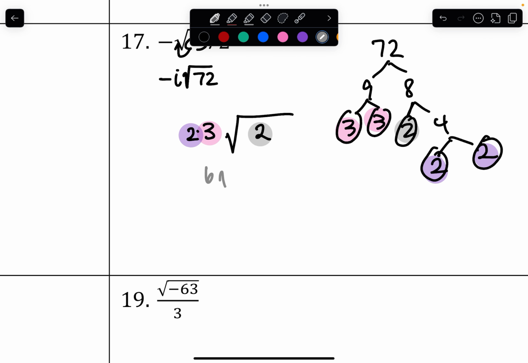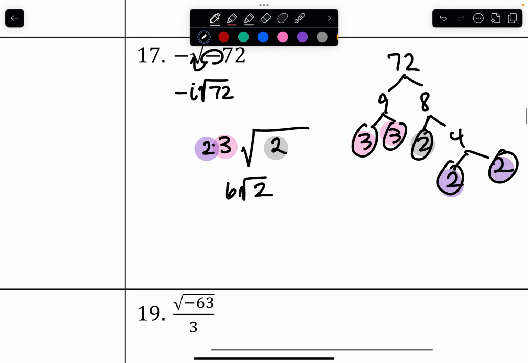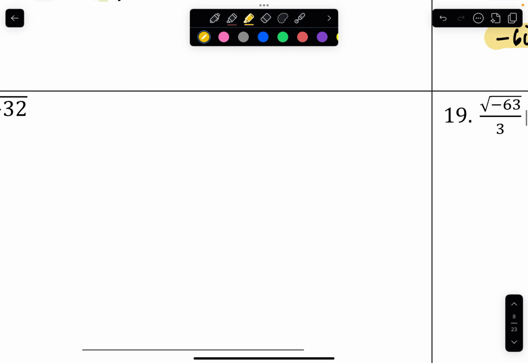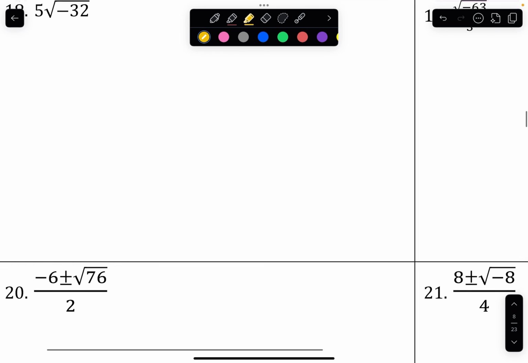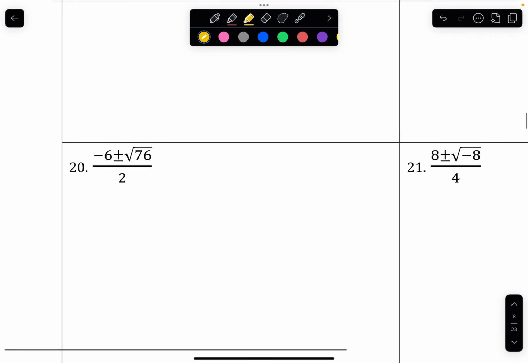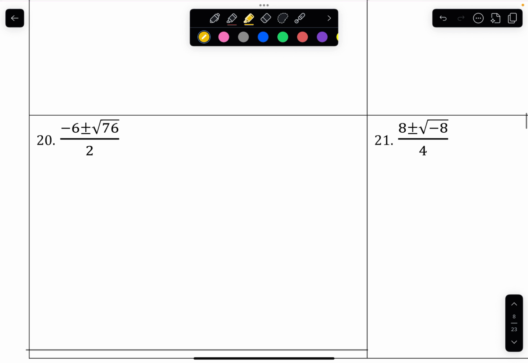And so this simplifies to 6 square roots of 2. And so now going back, we have a negative i and a 6 outside the radical, so negative 6i, and then we have this 2 inside the radical. And so our final answer is negative 6i square roots of 2. Okay, and so like I mentioned earlier, our goal is to eventually use this when we simplify the quadratic formula.